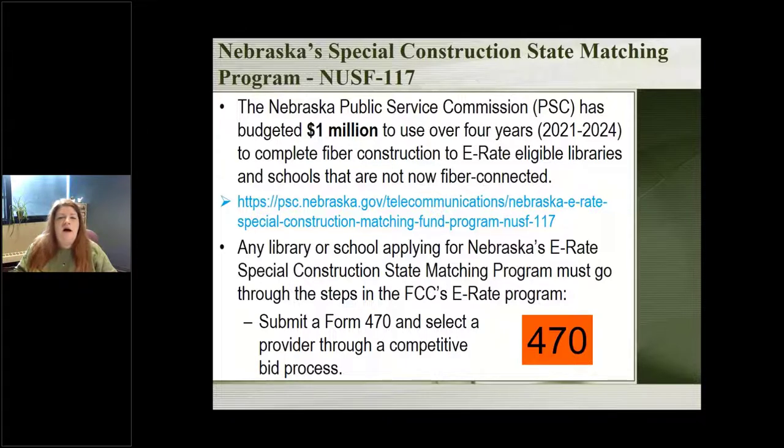In order to receive this, you do have to apply for E-rate just like you normally would, using your 470 form to see who's got fiber out there and who can run it. You pick who you're going to go with and decide who you are going to have provide the service. And then you apply to the Public Service Commission saying, hey, we've made this decision. We'd like to apply to you for this funding.